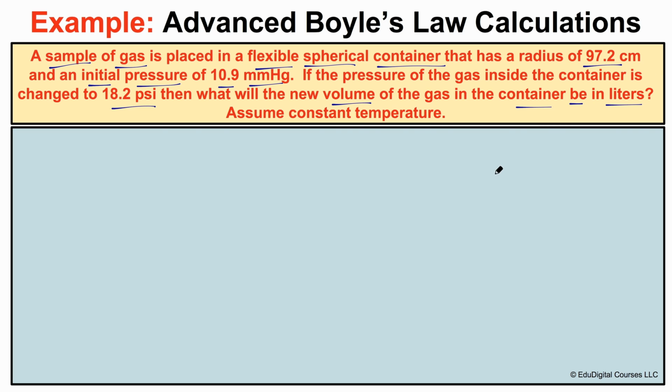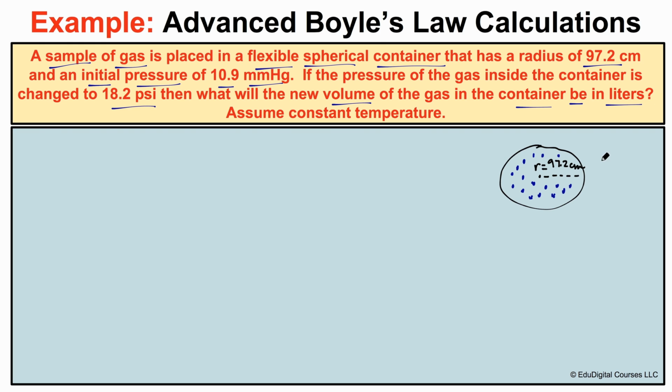So if we take a look at this problem, we have a spherical container here, and this spherical container is flexible. If we read this question, it also tells us that the radius of this spherical container is equal to 97.2 centimeters. And inside of this spherical container, we have some sort of gas. Here are some gas particles that are inside of this flexible spherical container.